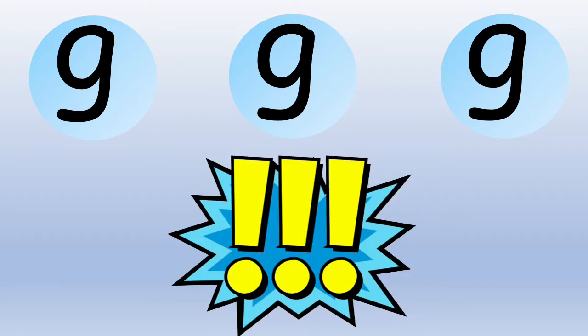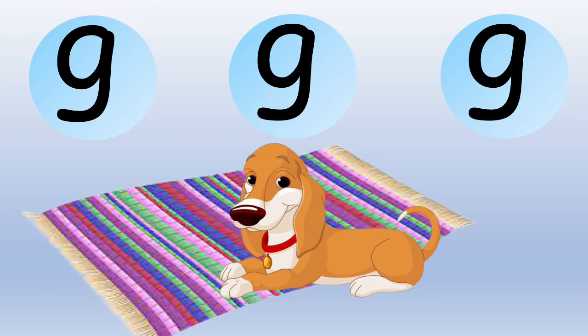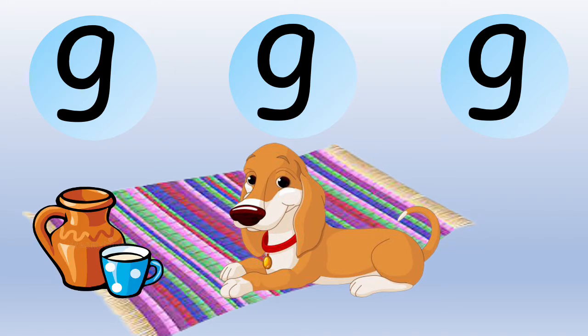Now we will learn the G as an ending sound. So, are you ready? Oh, what is this dog doing here? He is sitting on the rug. There is also a jug and a mug on the rug. A bug appeared on the dog. The bug came from a log.